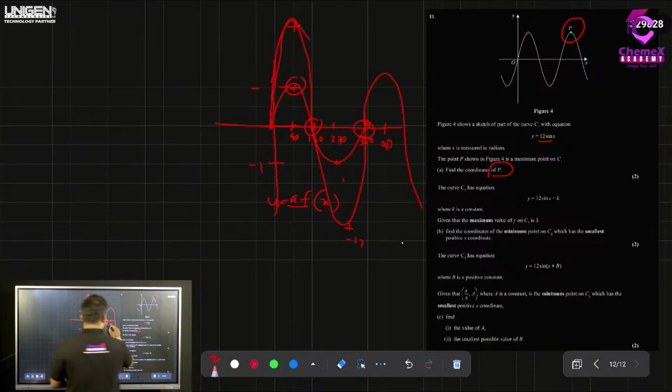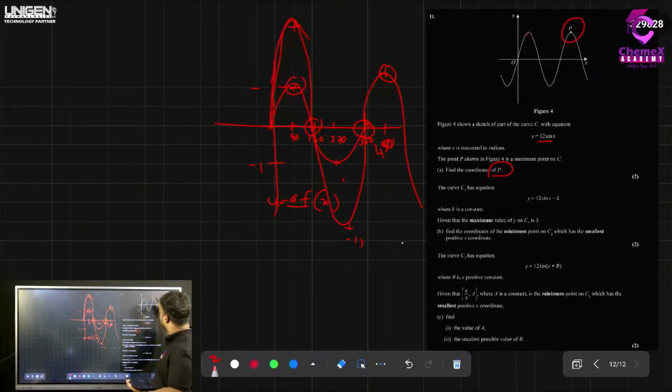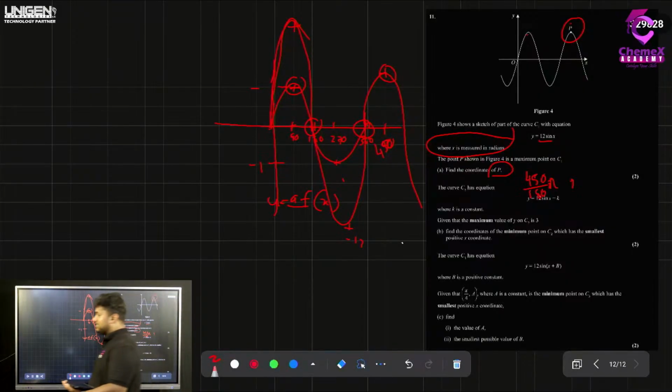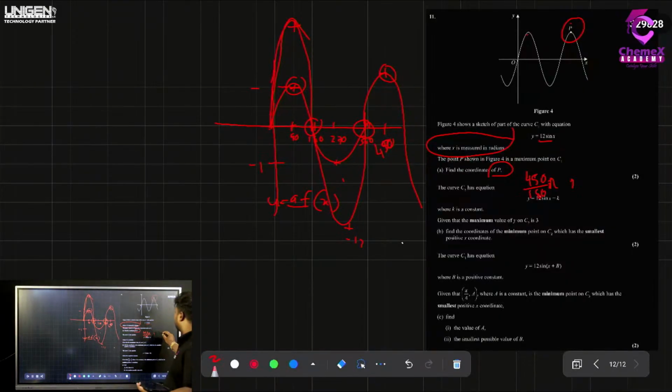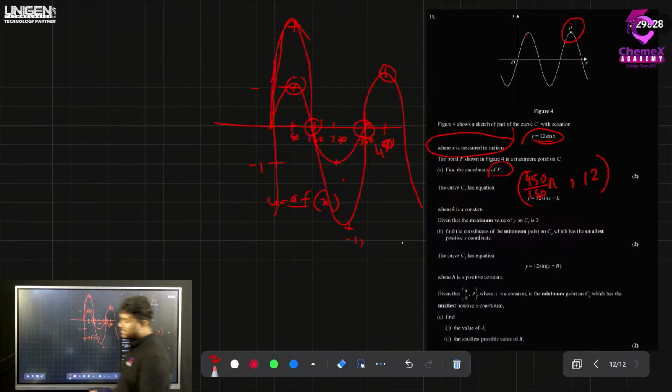450. So at 450 only it comes to this place, the second one. So the point is 450 comma what? You have to write it in radians, right? The sketch says x is measured in radians, so 450 over 180 times pi is the angle. 450 over 180 pi is what, and 12? Why is it 12? Because 12 sin x. Is there anyone who doesn't understand how to get this term?